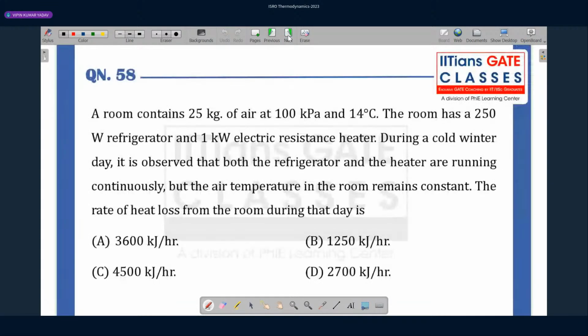Now, next question. A room contains 25 kg of air at 100 kilopascal and 14 degrees Celsius. The room has a 250 watt refrigerator and 1 kilowatt electrical resistance heater. During a cold winter day, it is observed that both the refrigerator and heater are running continuously, but the temperature in the room remains constant. The rate of heat loss from the room during this day.